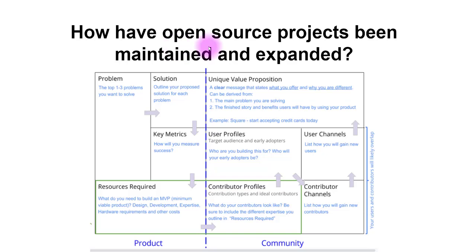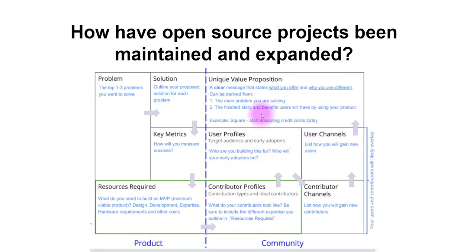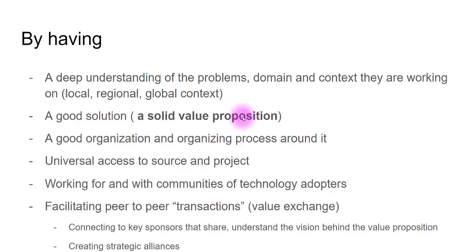So how have open source projects been maintained and expanded? I wanted to answer this question because this is the original question of the presentation. And first, again, we emphasize that you need to work out this, and there is no template. There is only, let's say, things you can do to find that out in your own context. But also, I want to have some key takeaways. This is like a checklist that you need to have in order to maintain your project.